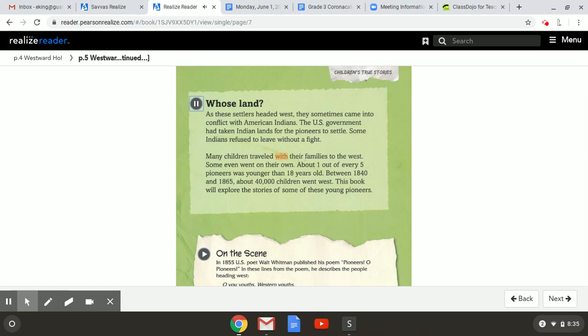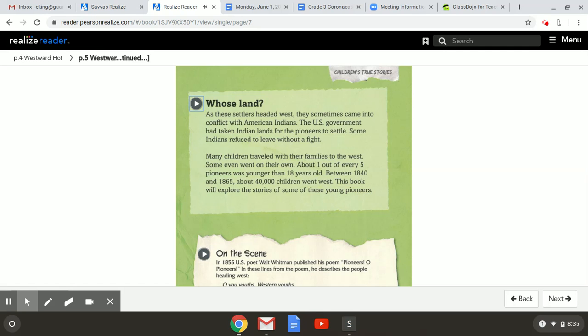Many children traveled with their families to the west. Some even went on their own. About 1 out of every 5 pioneers was younger than 18 years old. Between 1840 and 1865, about 40,000 children went west. This book will explore the stories of some of these young pioneers.